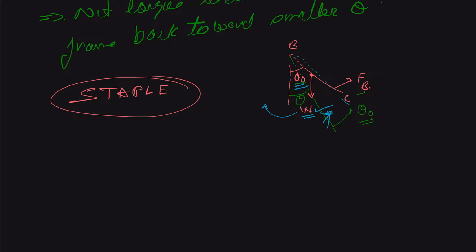So one time the magnetic force is going to dominate, and the other time our weight is going to dominate. Weight means the torque because of their respective forces is going to dominate. Next question.